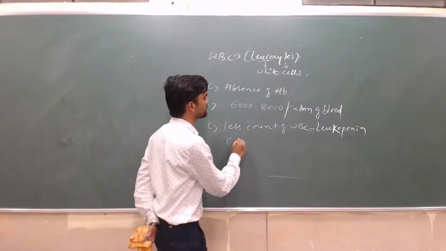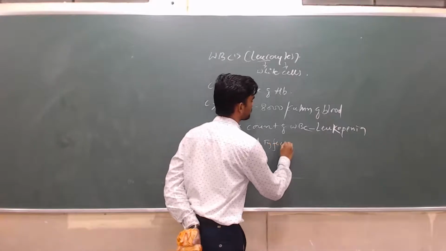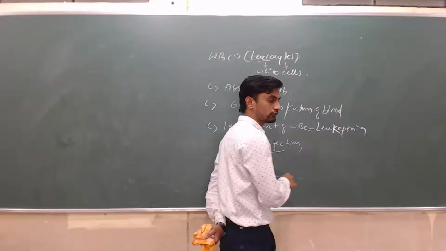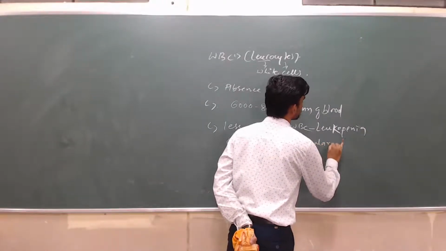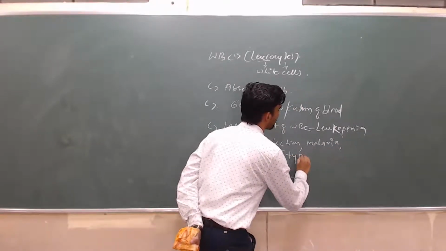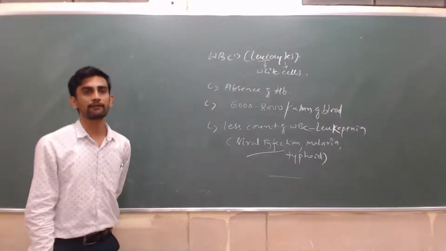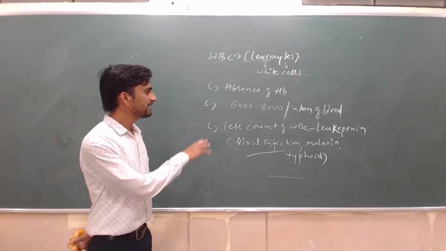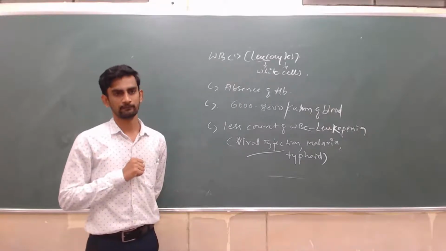Whenever the person is suffering from a viral infection, any viral infection including coronavirus, or any other disease like a protozoal infection such as malaria, or a bacterial infection like typhoid, which is caused by Salmonella typhi, the causative agent, in these conditions our WBC count may get decreased.